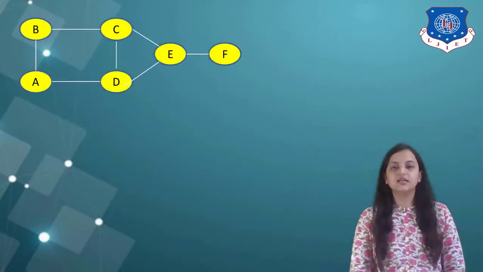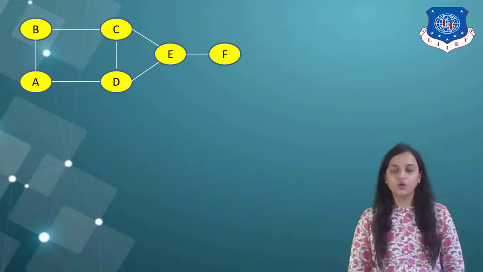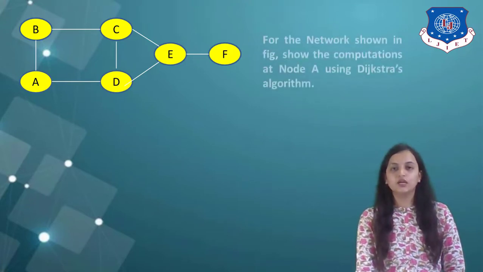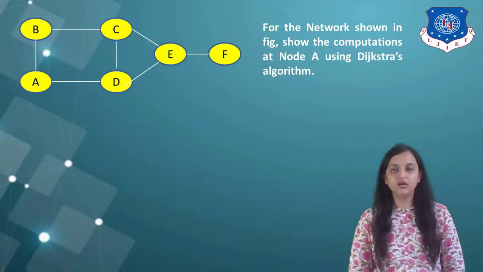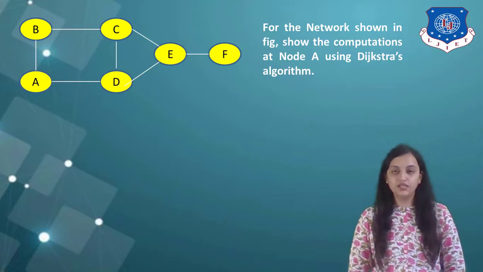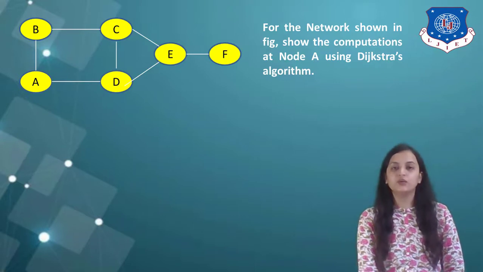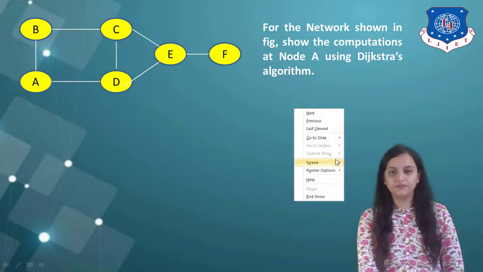To understand this, let us consider one network over here. In this network, the figure shows the different routers or nodes for which the shortest path routing is to be obtained. So, for the network shown in the figure, we have to show the computations at node A using Dijkstra's algorithm. Now, in this network, there are labels which indicate time delay or distance or any such parameters. So, let's see what those label values are, using which we are going to select the shortest path.